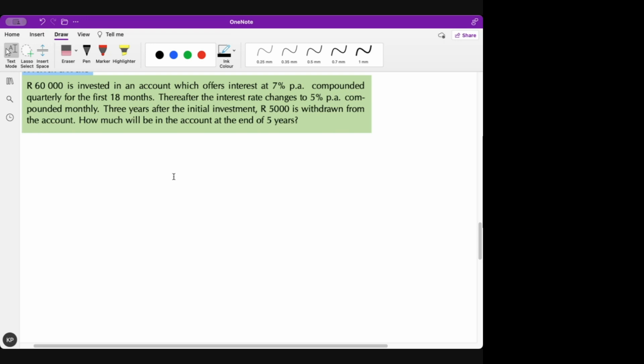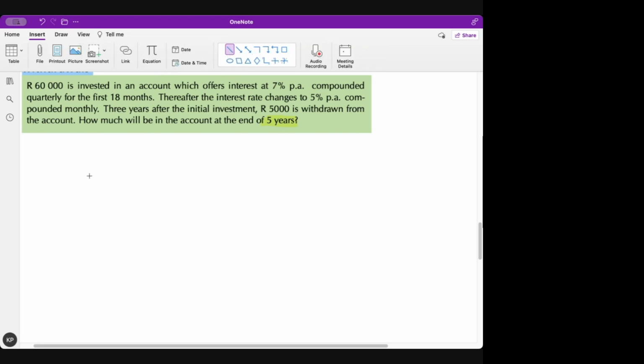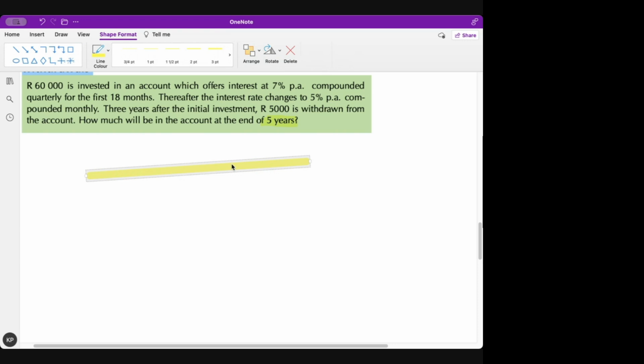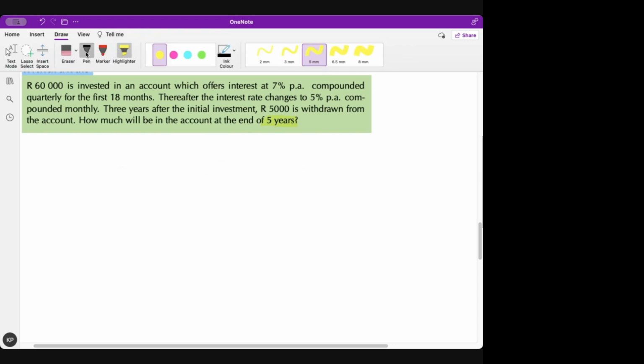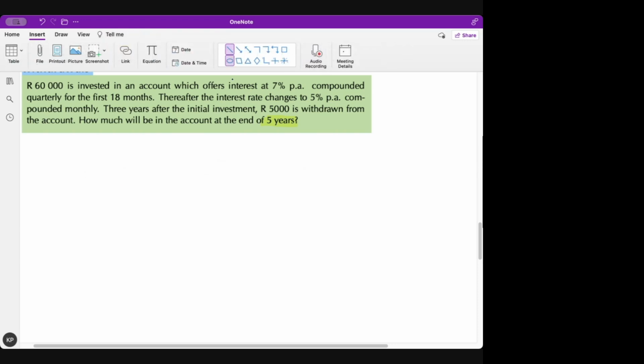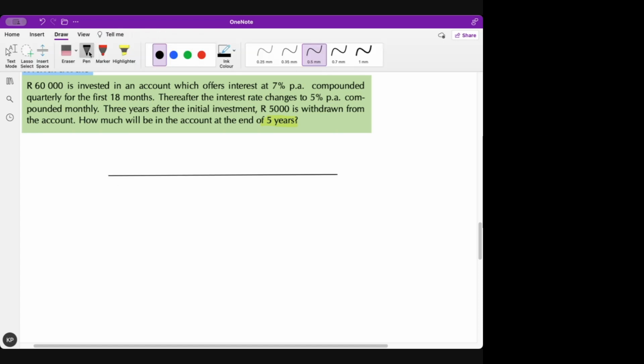3 years after the initial investment, 5,000 Rand is withdrawn. How much is at the end of 5 years? So you sometimes have to read to the end of this whole question to see what time period we're actually working with. And in this case, it is 5 years. So let's make our timeline. We know our timeline will be 5 years because that is the whole time period that this is happening. And T5. 1, 2, 3, 4.